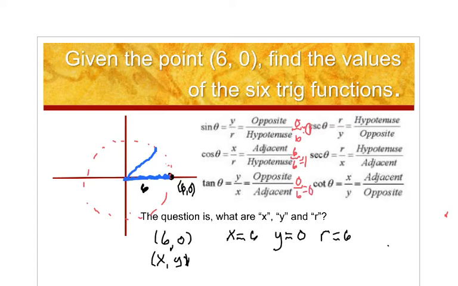And then on the other side, for all of our reciprocal functions, the reciprocal of sine is cosecant, and that's 6 over 0. But when I do 6 over 0, I get undefined. That is a possibility. So remember, whenever you divide by 0, the value of your fraction is undefined. Continuing, secant is r over x, so that is still 6 over 6, which is 1. And then the cotangent value here is x over y, which is 6 over 0. So again, that's undefined. And for your work, you need to say that it's 6 over 0 and your final answer is undefined. So that would be how I evaluate for a point in space.